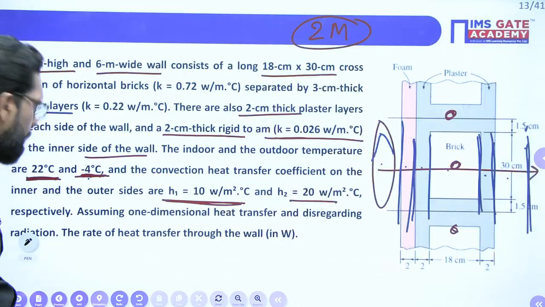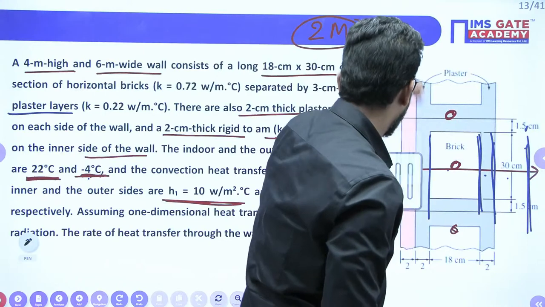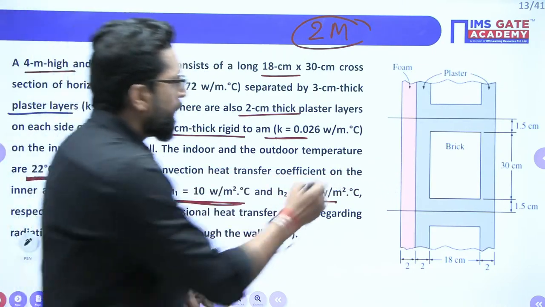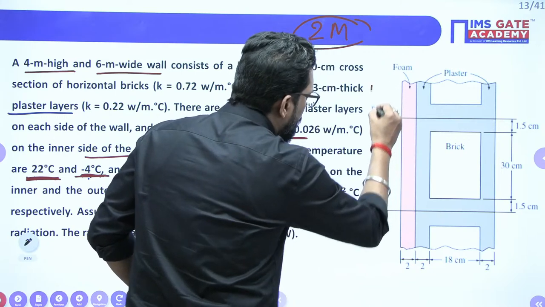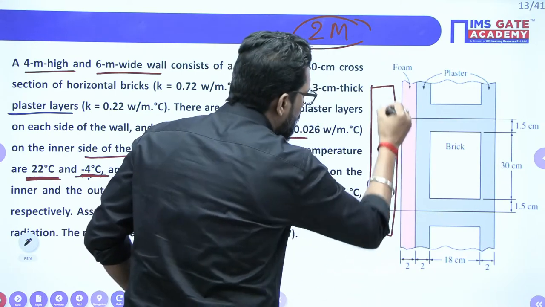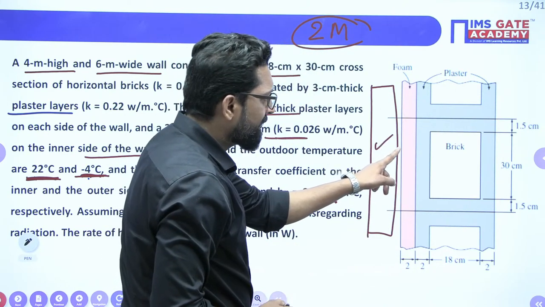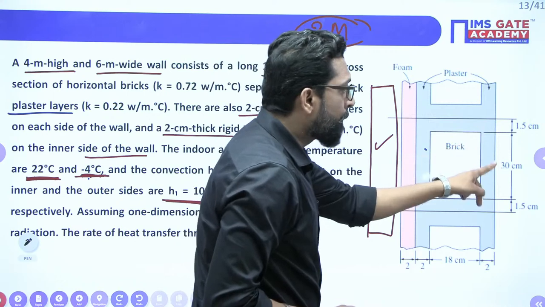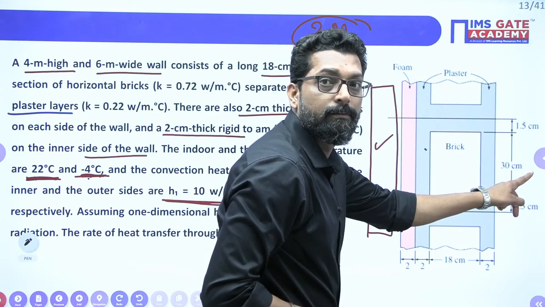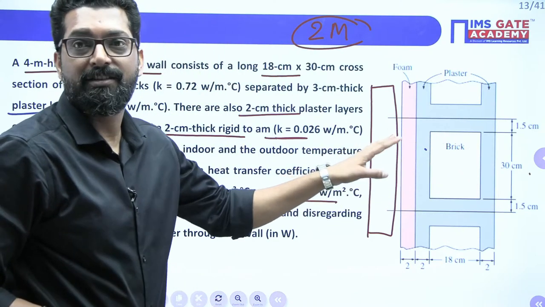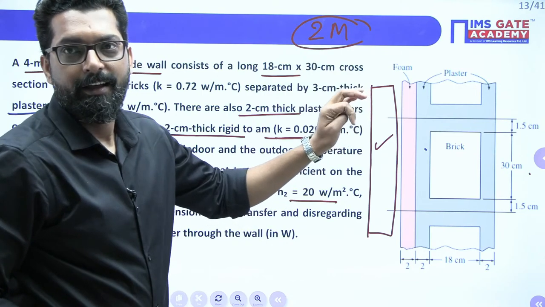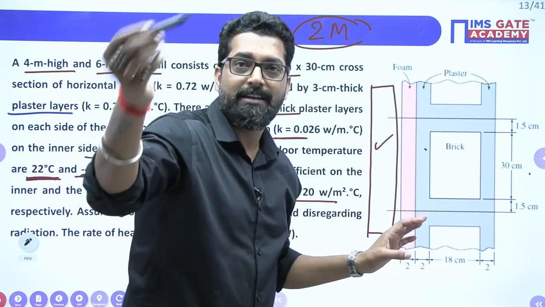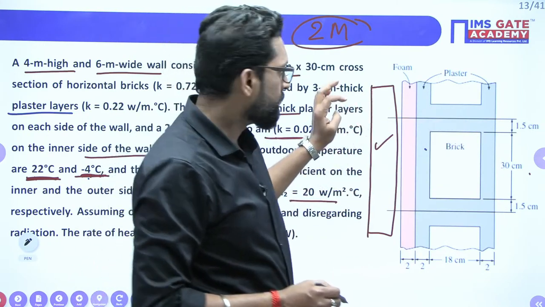See, beta. This is your bricks now. The inside temperature is given, let's suppose. So, inside resistance, then from inside to the foam, foam to the plaster, plaster to the bricks, bricks to the plaster, and plaster to the outside. That's a convection resistance. Great. So, if the surrounding temperature is given and the convective heat transfer coefficient is given, you should always take care of it. Right?